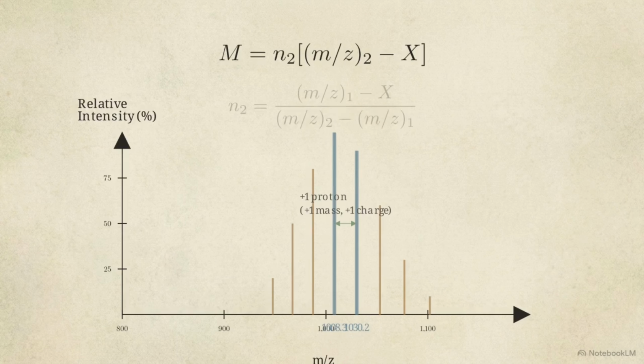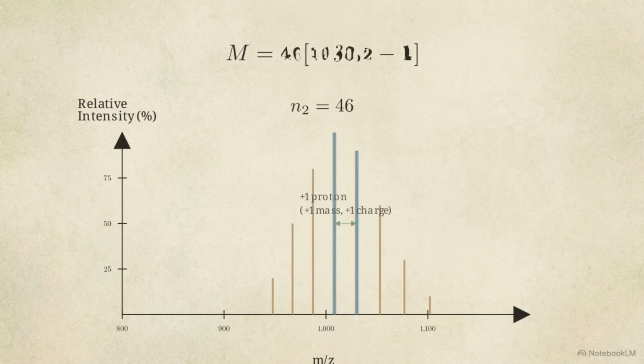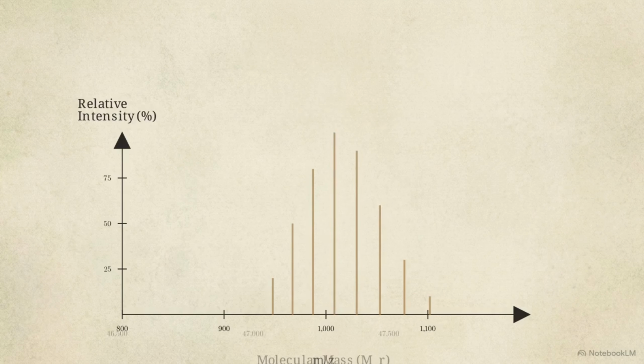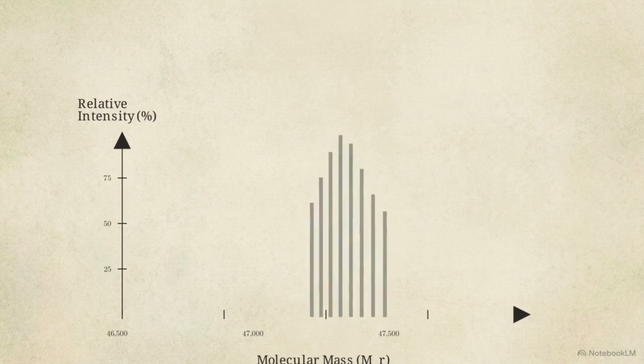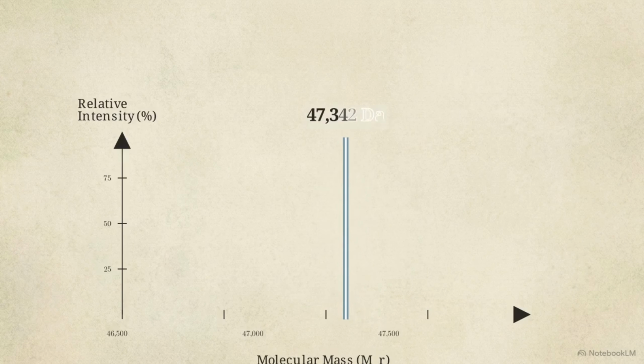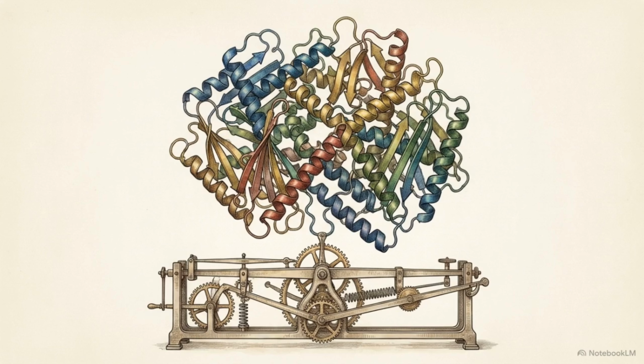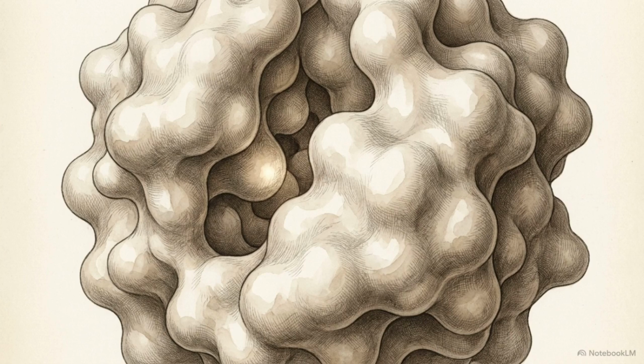This leaves us with a single algebraic equation containing two unknowns. Because the ionized species are sequential, the distance between any two neighboring peaks represents exactly one added proton. That equates to a difference of exactly 1 in charge and 1 in mass. Using the measured values from just two adjacent peaks, we can algebraically solve for the exact molecular mass. Through this calculation, the mass of the native protein is determined down to a margin of error of 0.01.